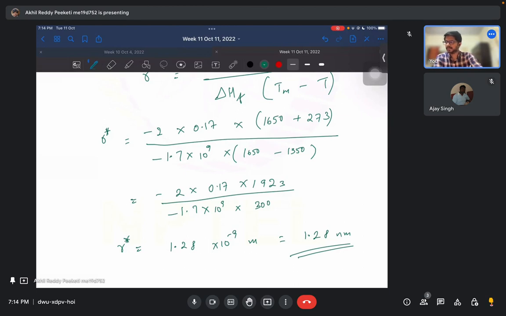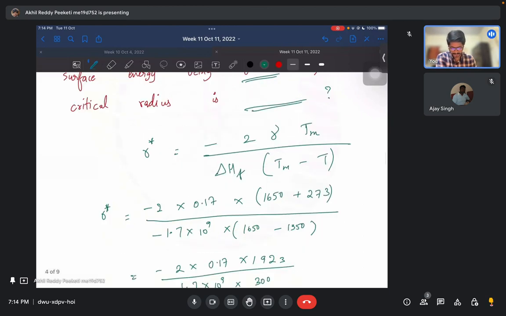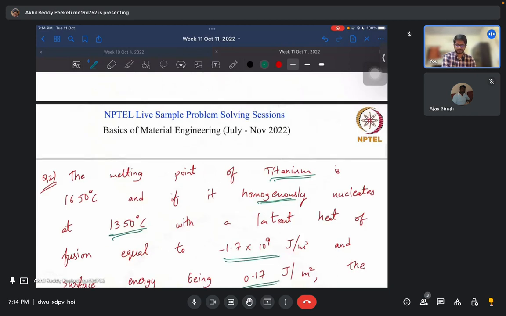Okay. So this way we can estimate it for any metal, and you should be able to solve the questions in your assignments also.